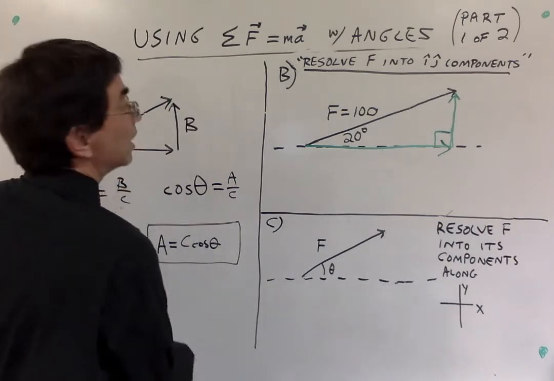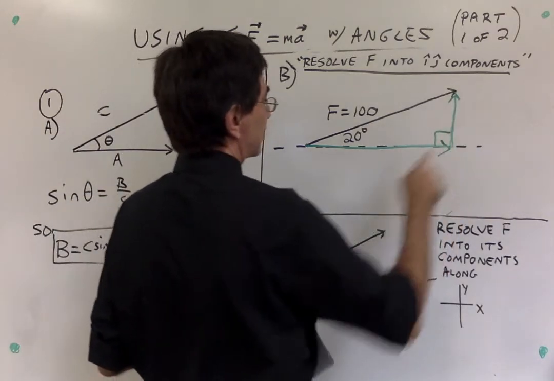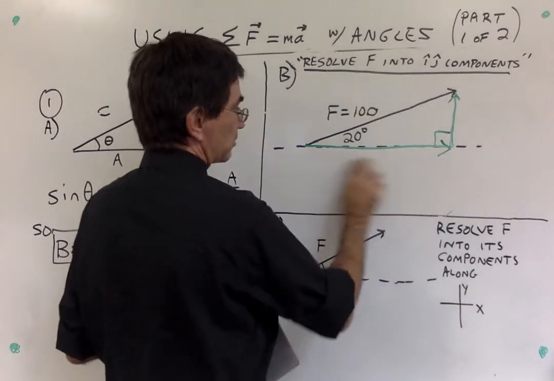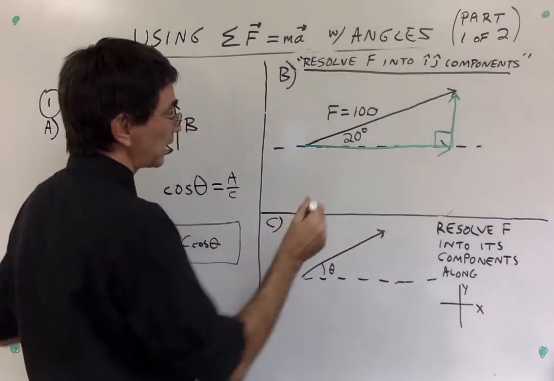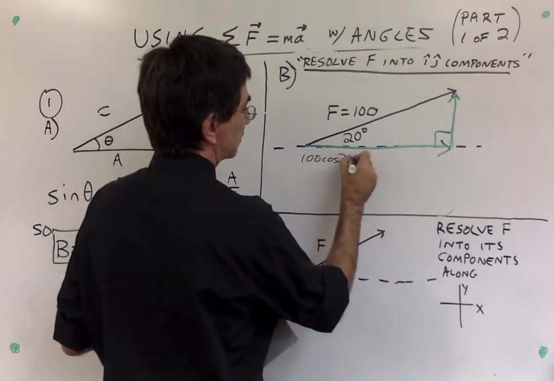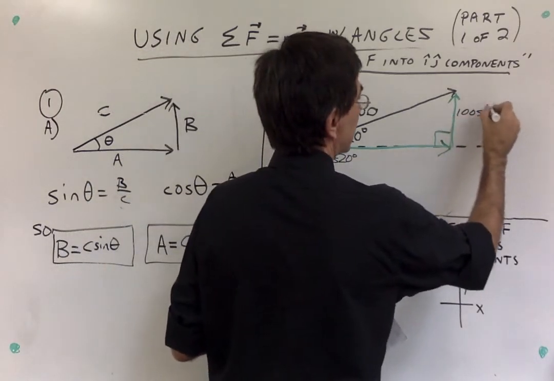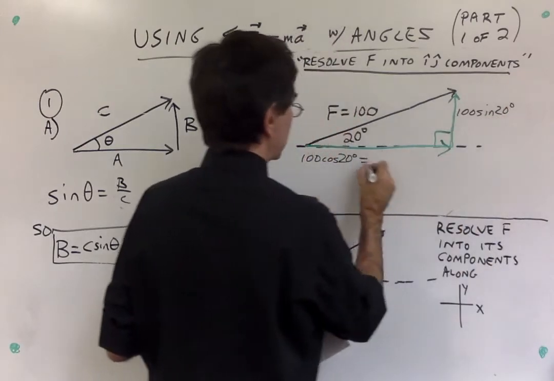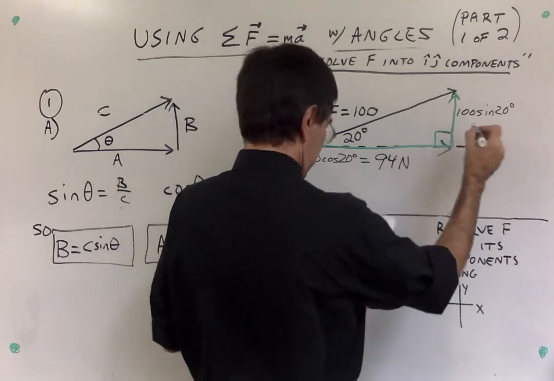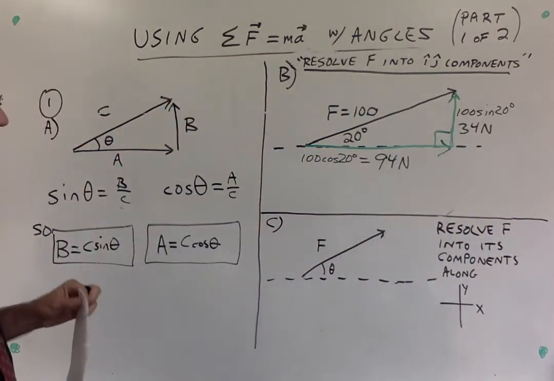All right, so it says resolve them into components, but I want to know how strong a force each component is. So I do what I had here. You want to pause the video and try to do that on your own. Figure out what should go here and what should go here. Okay, this would be 100 times the cosine of 20 degrees because it's the adjacent side. And this would be 100 times the sine of 20 degrees. When you put that in your calculator, make sure it's set to degrees, you get 94 newtons here and 34 newtons here. And you should have done that on your own to make sure you get that.